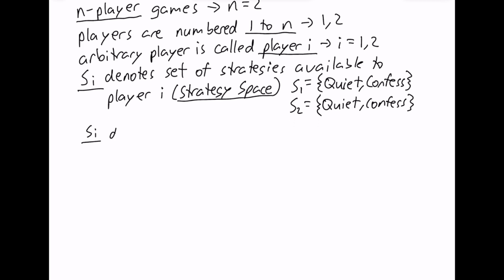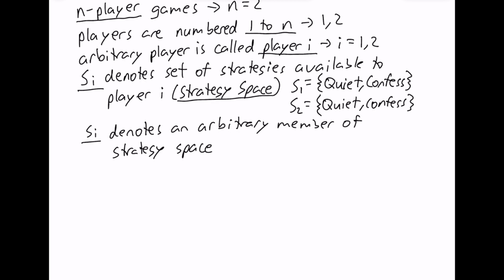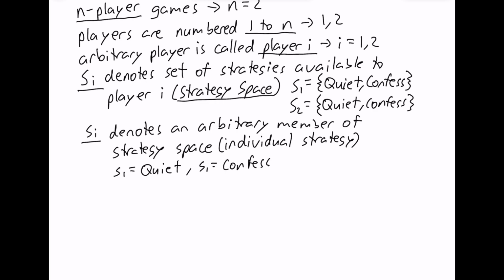Lowercase si denotes an arbitrary member of the strategy space. So in other words, it's an individual strategy because the strategy space is made up of all of the strategies. So for example, if I wrote lowercase s1 is equal to quiet, that would indicate that player 1 chose the strategy quiet. If I wrote lowercase s1 is equal to confess, that would indicate that player 1 chose confess, and so on. If I wrote a lowercase s2 is equal to quiet, that would indicate that player 2 chose quiet.